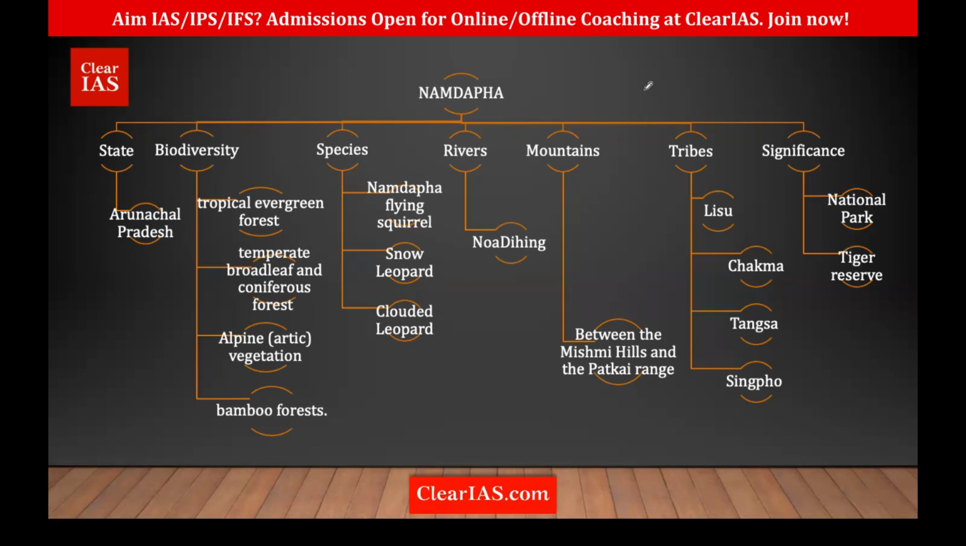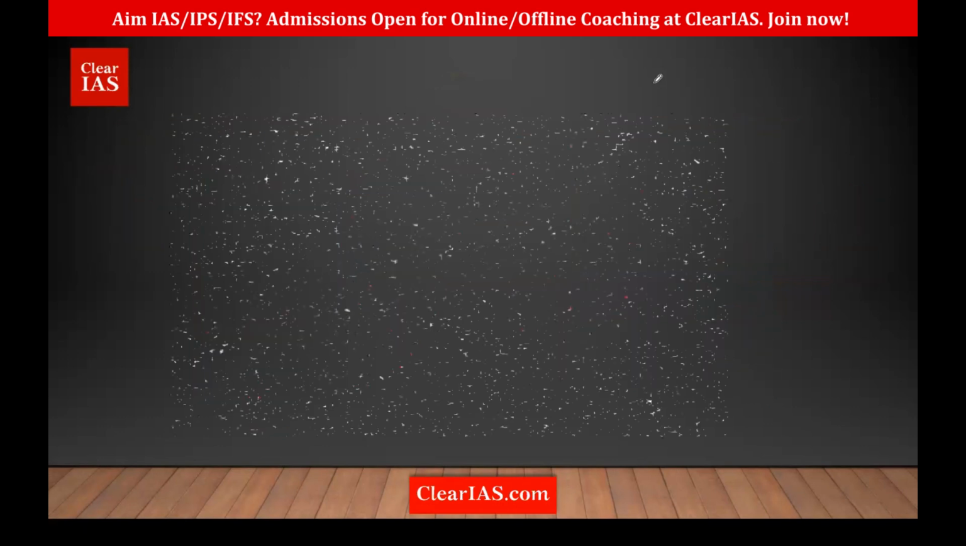So you must remember which state Namdapha is in: Arunachal Pradesh. What kind of forest? A wide range, from tropical evergreen forest to temperate forest, coniferous forest, as well as alpine and arctic vegetation. Important species are the Namdapha flying squirrel, snow leopard, and clouded leopard, apart from the tigers. Then the river is Naodihing, and it is between the Mishmi Hills and the Patkai range. And remember the tribes, and that it is a national park as well as a tiger reserve. Namdapha. Clear?